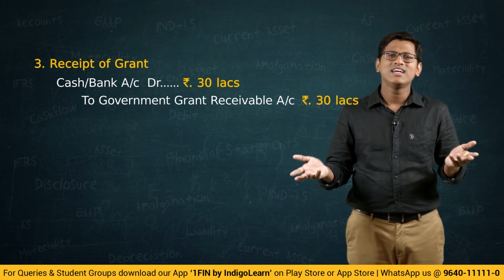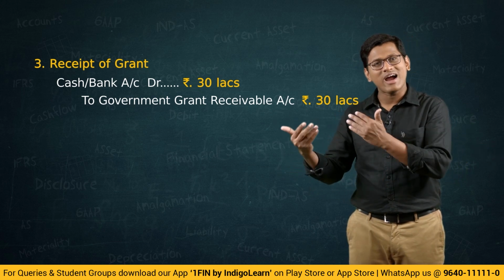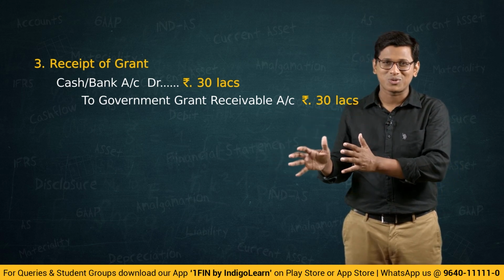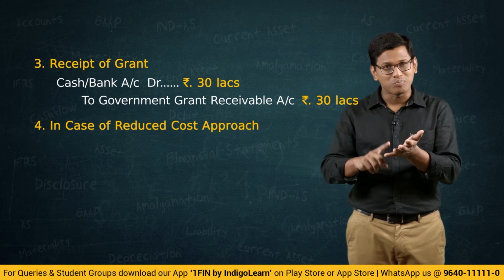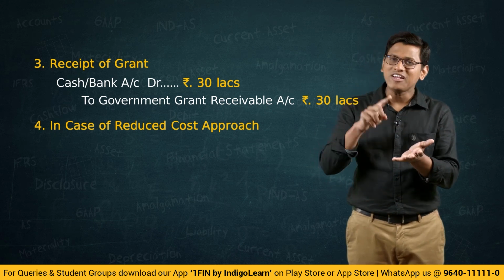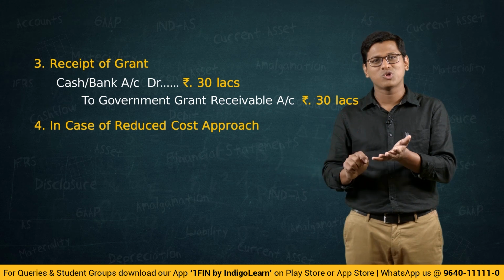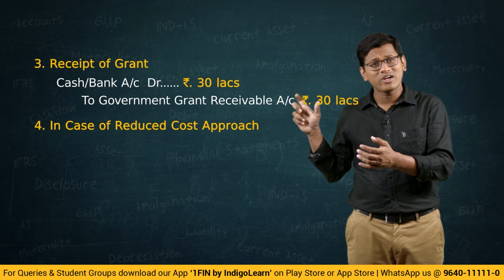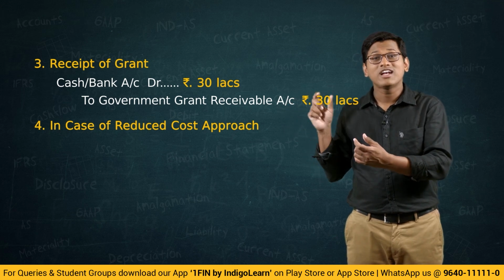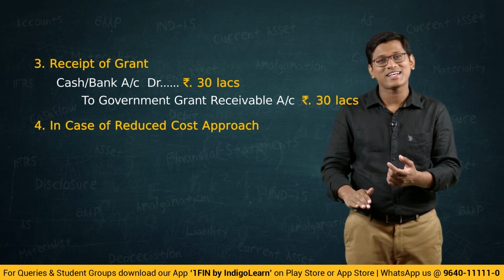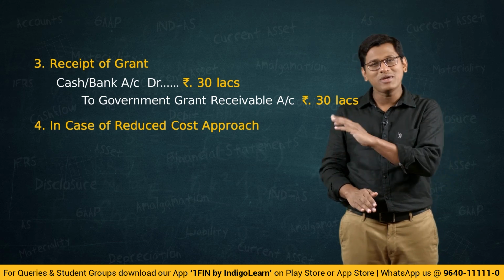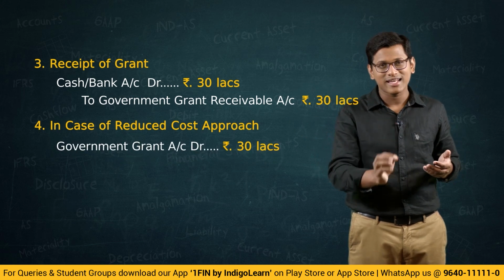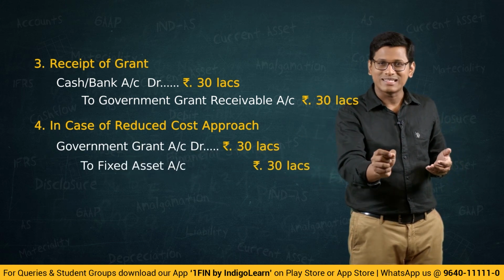The standard says you have to net it off against the asset value if the entity chooses reduced cost approach. So if this is a specific depreciable fixed asset and if the entity chooses reduced cost approach, then the entry we will pass is, earlier we said machinery account debited to cash or bank for 1 crore. Now that machine account should come down to the extent of 30 lakhs. This government grant will be debited. So basically what is the entry? Government grant account debited 30 lakhs to machinery fixed asset 30 lakhs.